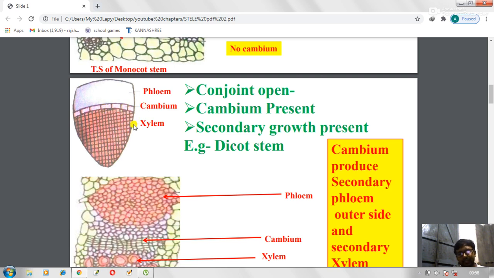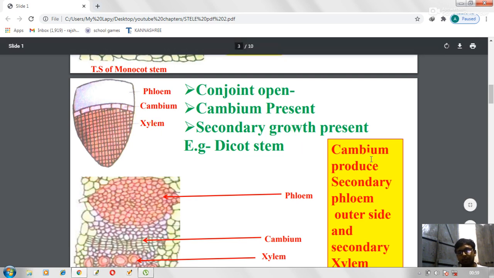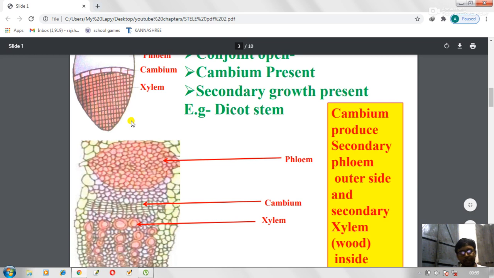So during the formation of secondary growth, when the plants increase in size or girth, in the case of Dicot stem, we know the Dicot stems are larger and their diameter is very high. This is actually due to the wood, the secondary xylem produced by the cambium in a huge amount. This cambium is present in the case of Dicot stem.